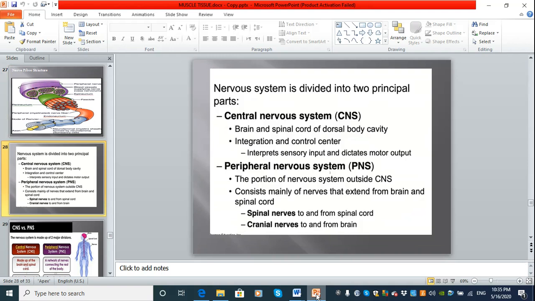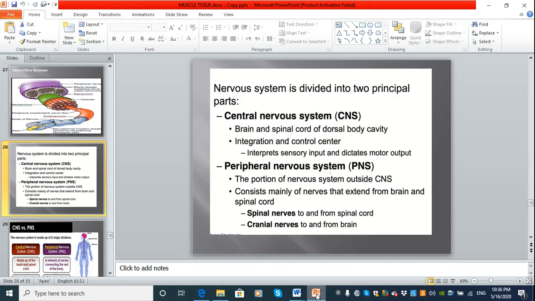The nervous system in general is divided into two principal parts. The CNS, which is the brain and spinal cord of the dorsal body cavities, is the integration and control center, while the peripheral nervous system is the part of the nervous system outside the CNS, and it consists mainly of nerves that extend from the brain and the spinal cord. These are either spinal nerves to and from the spinal cord, or cranial nerves to and from the brain.